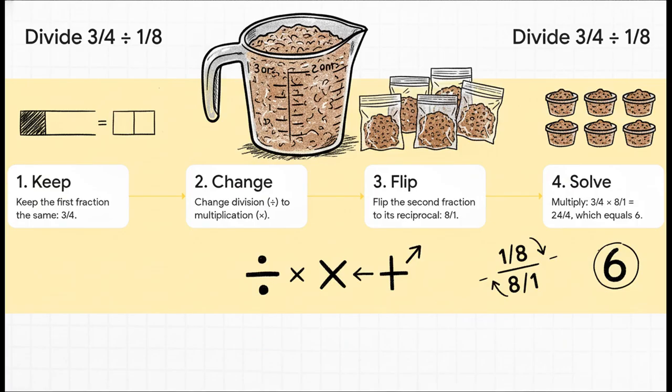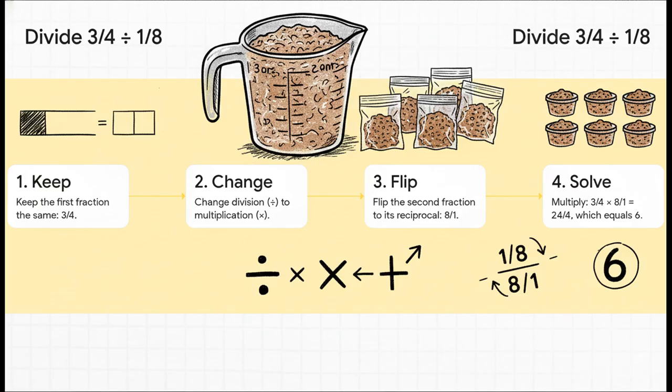Rena has 3/4 of a kilogram of trail mix. She wants to pack it into little bags that each hold 1/8 of a kilogram. So how many bags can she make? Well, we just use our rule. Keep, change, flip. We keep the first fraction, 3/4, as it is. We change the division sign to multiplication, and we flip the second fraction, 1/8, to become 8/1. Now it's an easy multiplication problem.